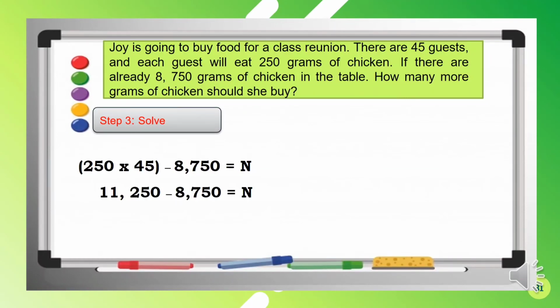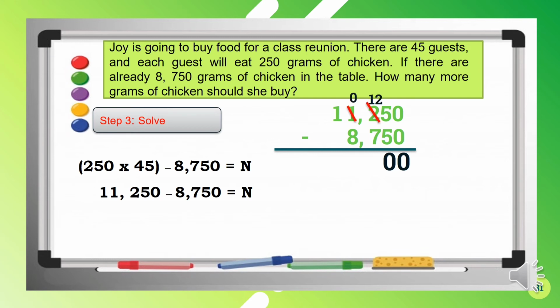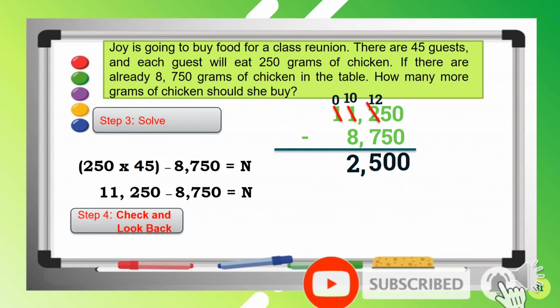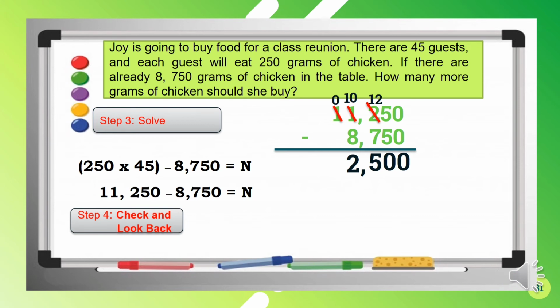So let's subtract 11,250 to 8,750. So 0 minus 0 is equal to 0. 5 minus 5 is equal to 0. And then 11,250 subtracted to 8,750, the answer is 2,500. Step 4 is to check and look back. Joy needs to buy 2,500 grams of chicken.